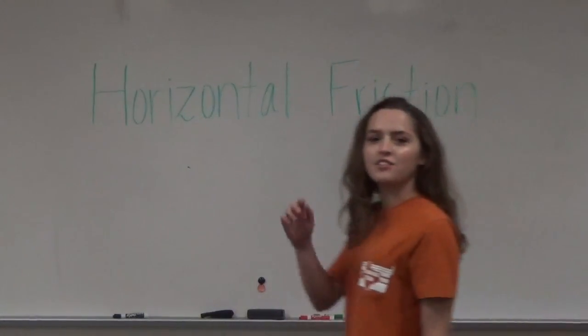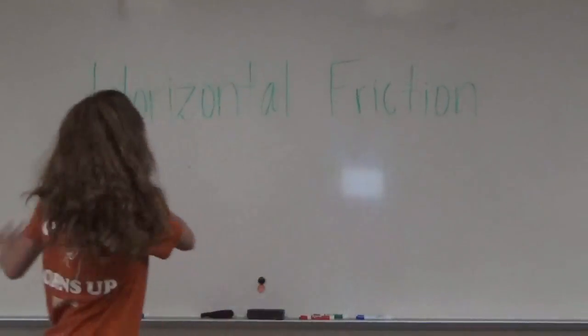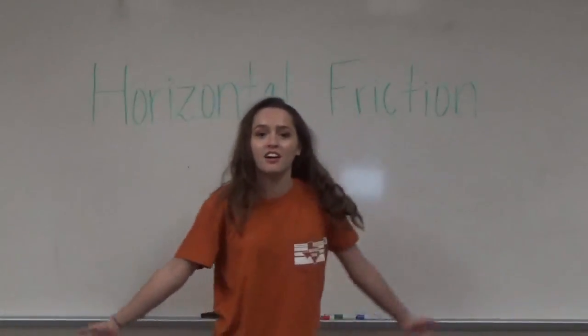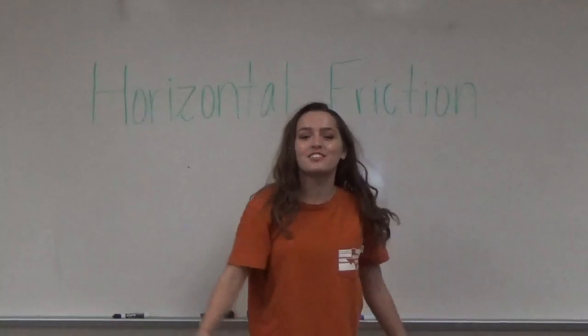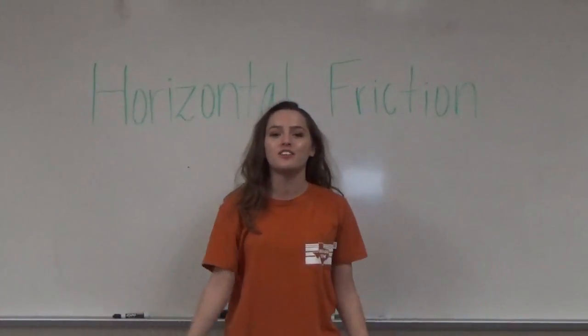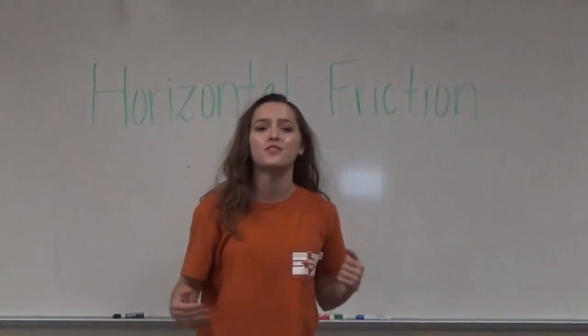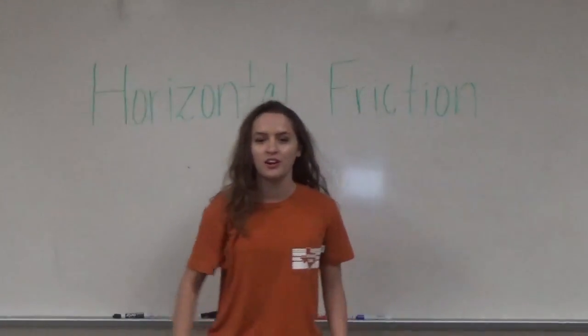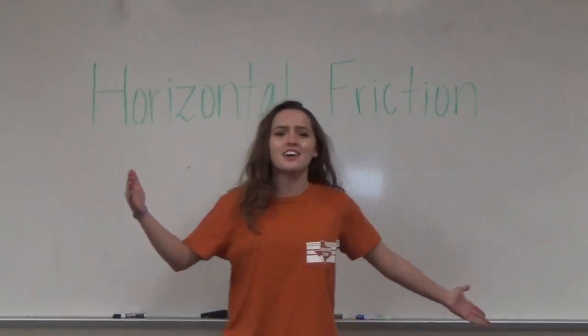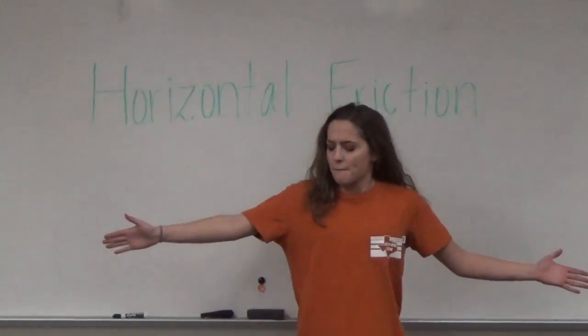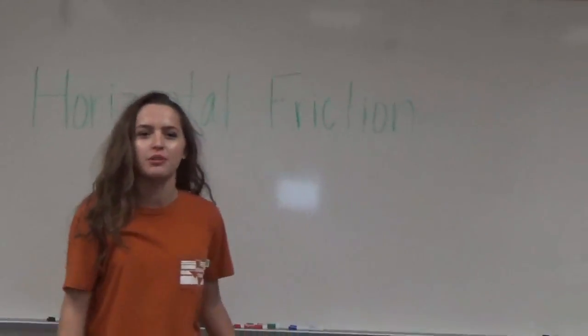Hello class. Today we're going to be learning about horizontal friction. What is that? I'll tell you what it is. It's the resistance of force that an object encounters when moving against one another. This fun force is a vector, meaning that it has both magnitude and direction. Thus, it is parallel to the surfaces and is independent of the force applied.